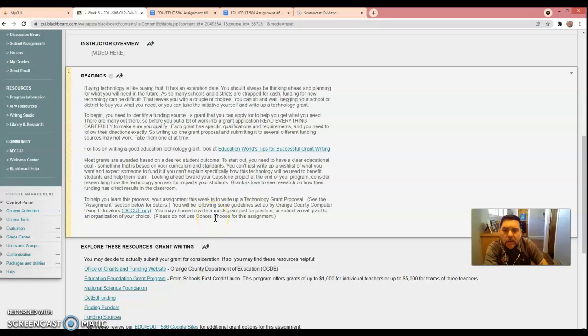One caveat here is DonorsChoose. Please do not use DonorsChoose for this assignment. The intent is not to just go in there and do that. But my other thing about DonorsChoose, again, probably a lovely organization.